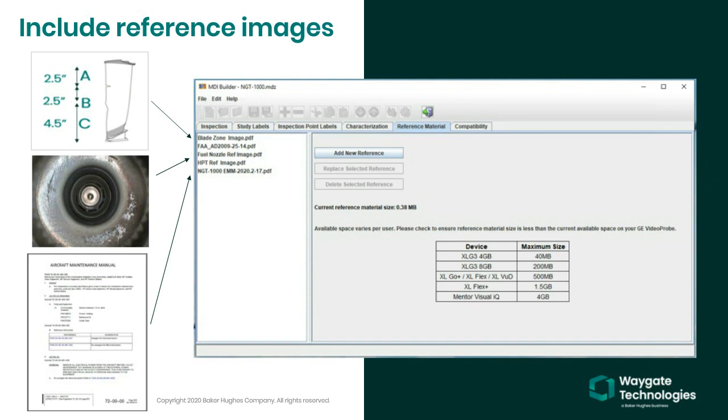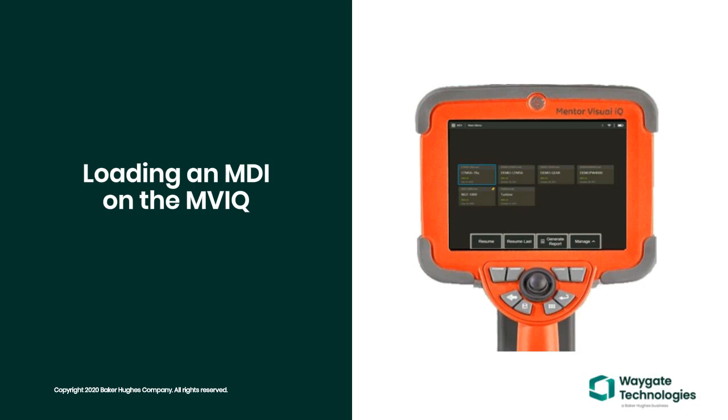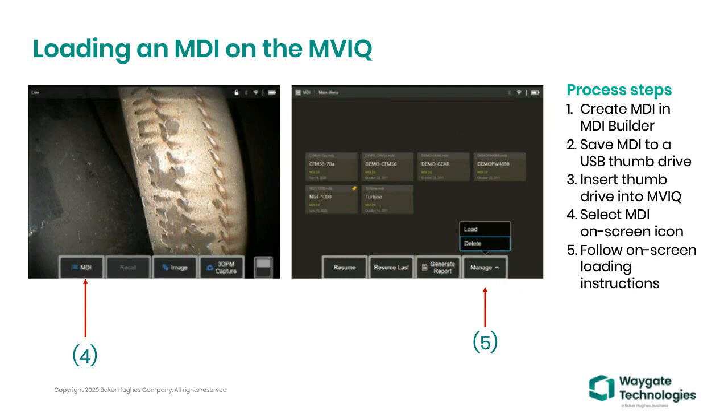Now I'll review the process of loading an MDI onto a Mentor Visual IQ video borescope. Once you've created an MDI on the MDI Builder tool, you would typically load that MDI along with the personalized cover and end page onto a USB thumb drive and then install that MDI onto your VideoProbe. For the Mentor Visual IQ VideoProbe, this process involves touching the MDI on-screen key shown in the left image, followed by touching the Manage key. At this point, you can add or delete MDIs stored on your Mentor Visual IQ.